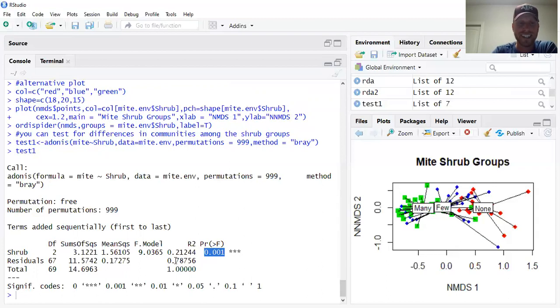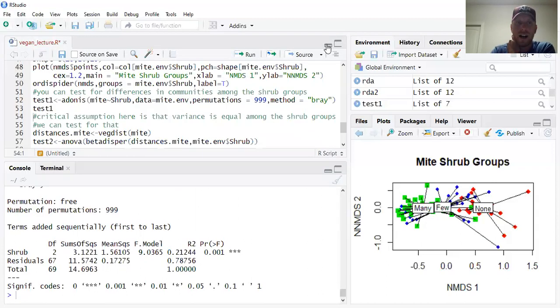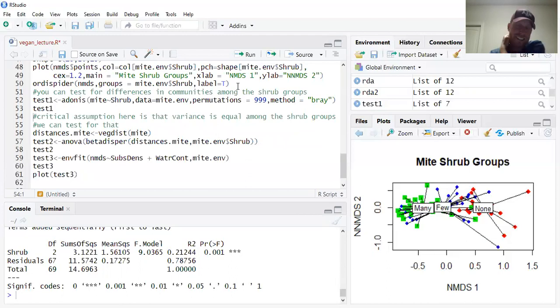The other thing that Adonis does is it gives you an R-squared value. It tells us that about 21% of the variation in mite community structure is explained by this shrub factor. The residual, or 78%, the remaining, is unexplained. And then there's your total variation. And then it gives you a breakdown of the significance codes. This is something that R does, but I usually interpret the p-value directly. So we can conclude from that there's a significant difference in mite community structure among sites with many, few, and no shrubs.